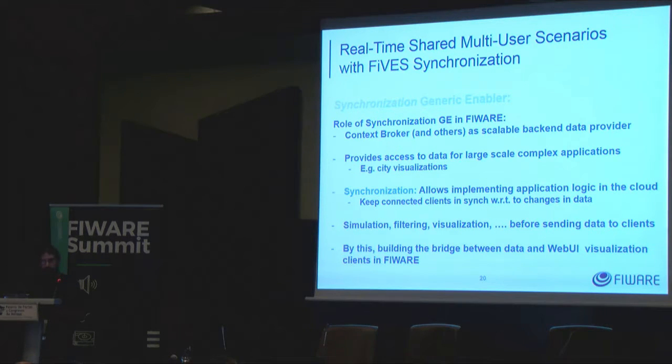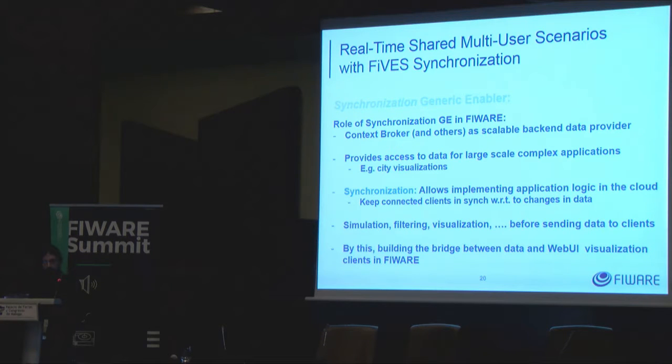Now, maybe to get the whole image of what synchronization does in the role of FIWARE: we have a number of scalable backend data providers. We have the context broker. In the last session, we have seen the IoT broker. We have seen different IoT gateways to connect to. And these provide access to data for large-scale complex applications, for example, city visualizations, which we have also addressed shortly a bit before in the 3D UI city.